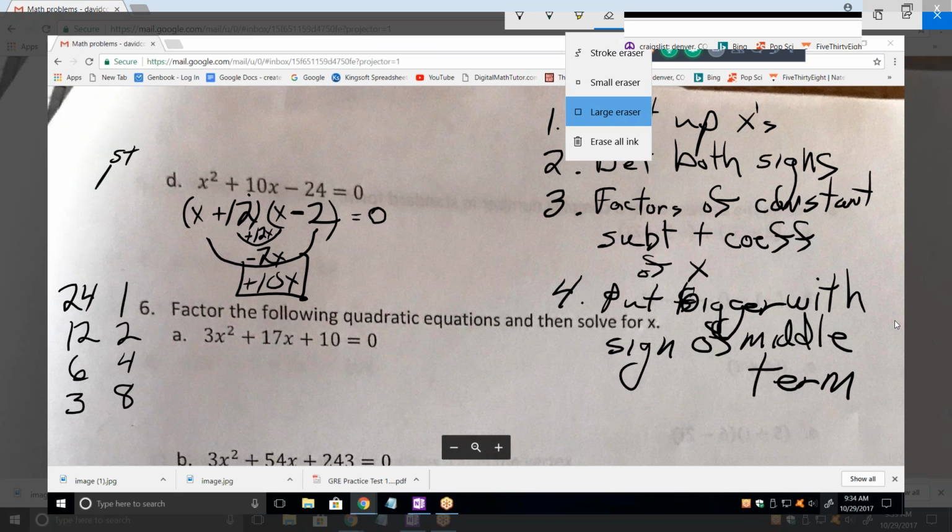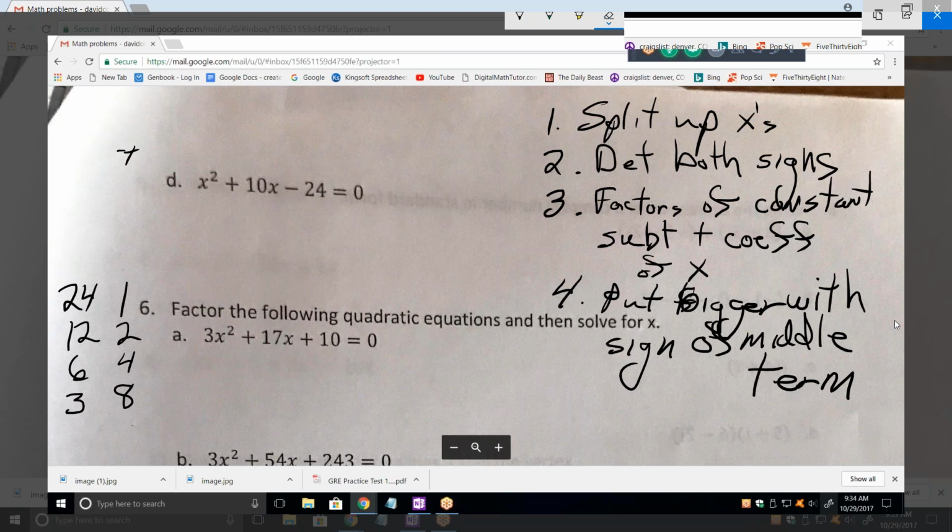Okay. Now I'm going to give you another simple one, and I want you to use these rules on it. This one I'm going to give you is real simple.